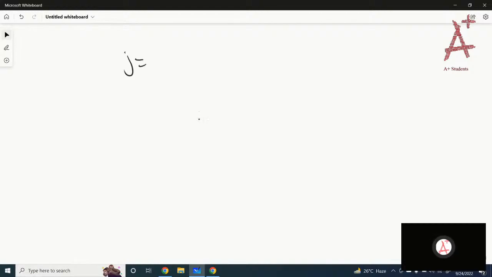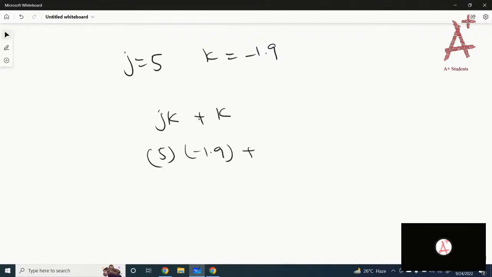Evaluate the expression for j equals 5 and k equals negative 1.9. So the expression is jk plus k. So plug in all the values. So j is 5, k is negative 1.9, and then again k is negative 1.9. So you are multiplying a positive and a negative number. So evaluate the values.